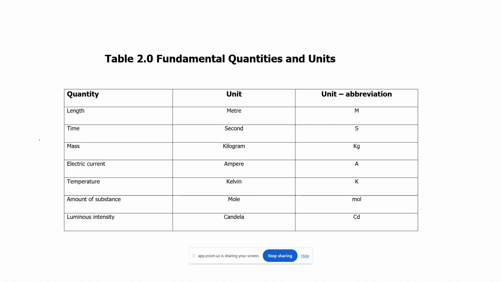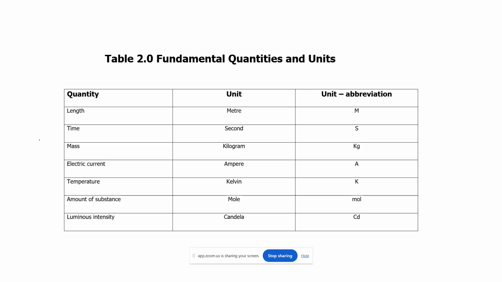So we have length, and the unit for length is meter, and the abbreviation is capital M. Then we have time. The unit is second, and the abbreviation is S. We have mass, and mass is measured in kilograms, so here we have kg. Actually, mass is measured in kilograms and grams, but we use kg as the major unit. Then we have electric current, which is measured in ampere. That's the unit, and the abbreviation is A, capital A.